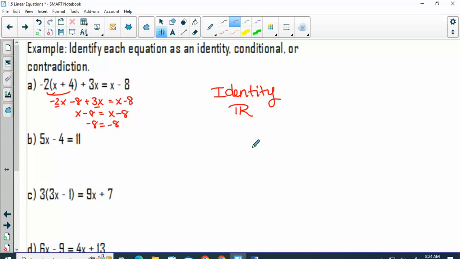So you can write infinite solutions. I will allow you to say all real numbers on this. So any value of x will work here.